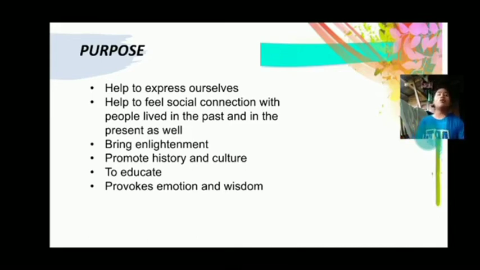Then promote history and culture. Again and again, history and culture will always be part of humanities. Then to educate. All fields of study educate. It educates, and that's good because humanities educate almost everyone.